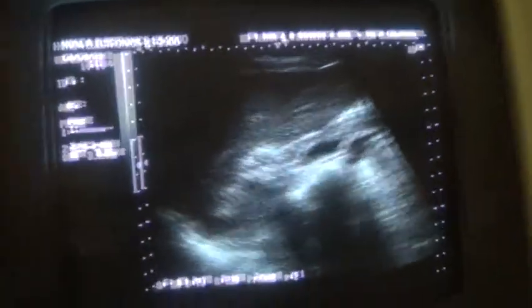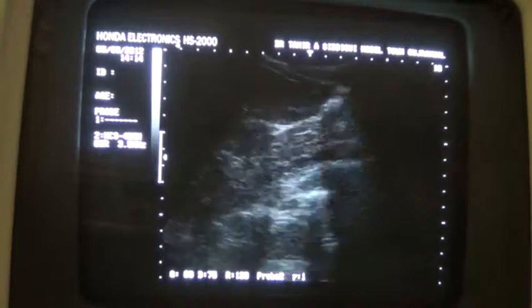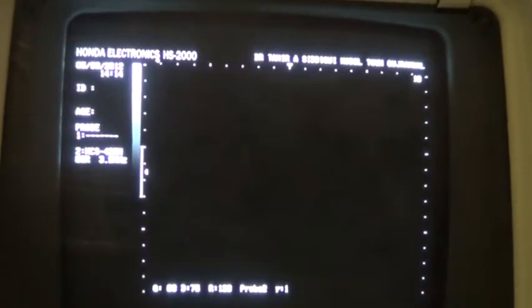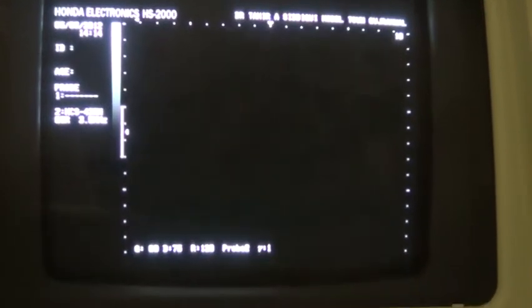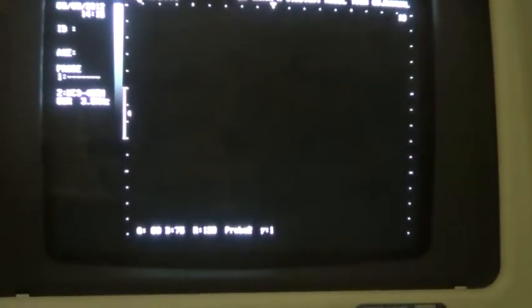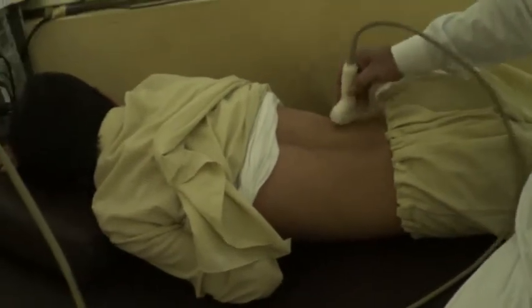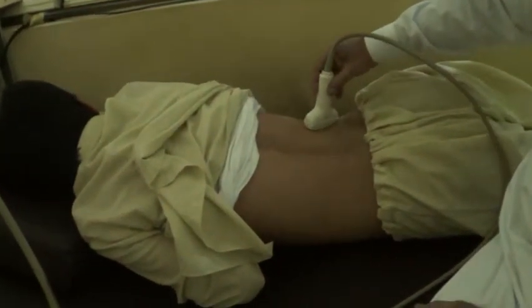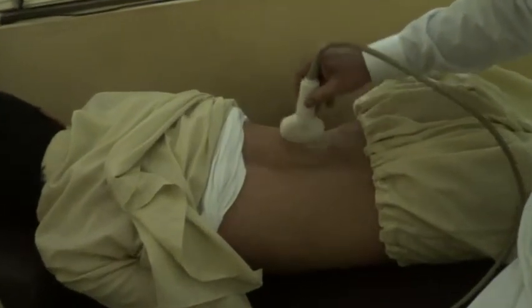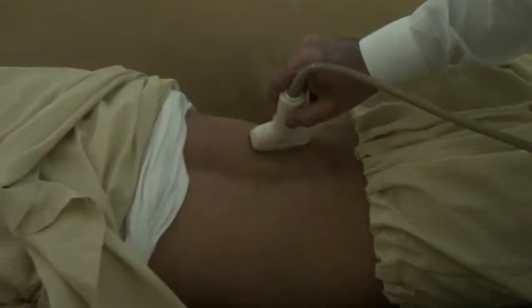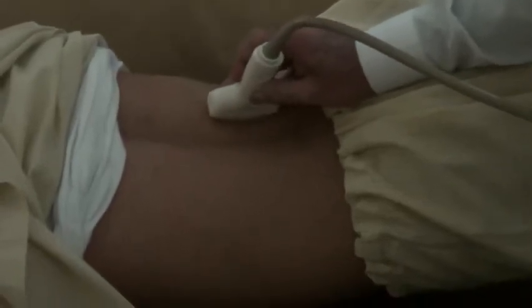So this is the second way of seeing the kidney. Now there is one more method of seeing the kidney in case you are in trouble, and that is, ask the patient to lie in prone posture and place the probe at an angle in this direction, and then angle it towards the lateral side, towards laterally, to get the kidney.